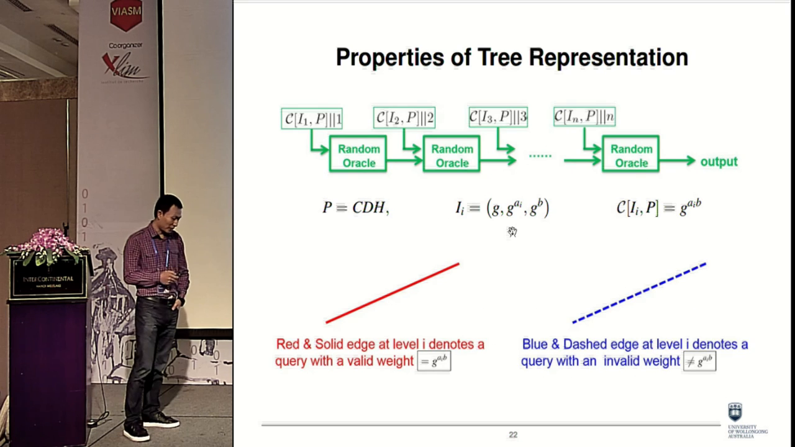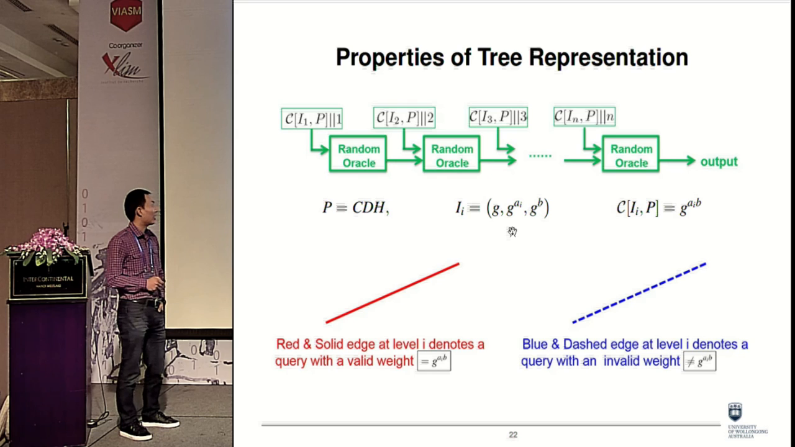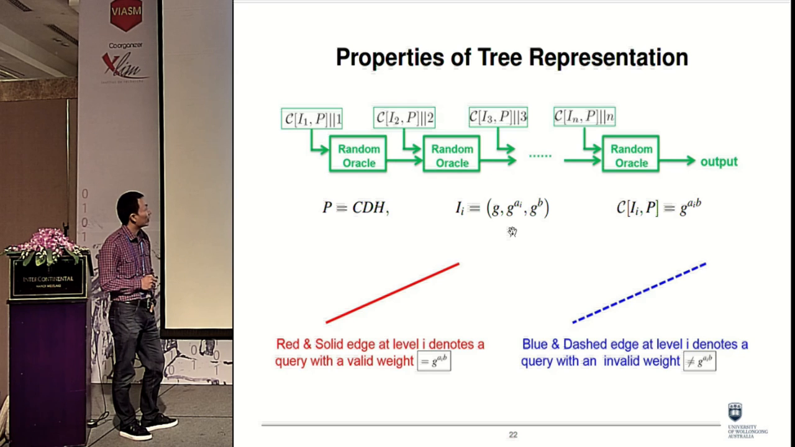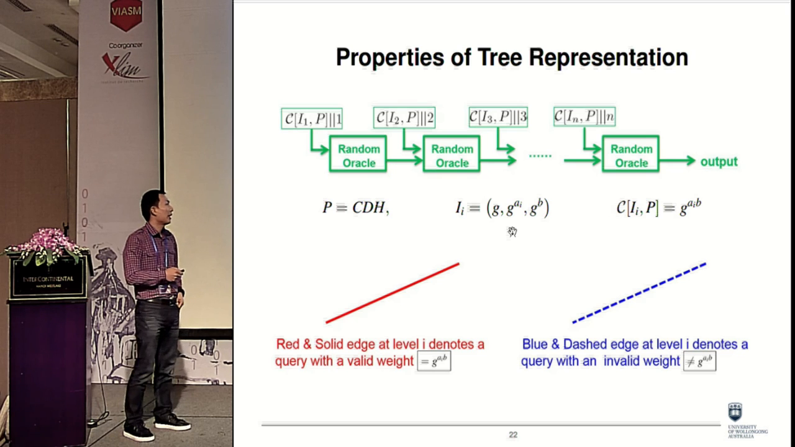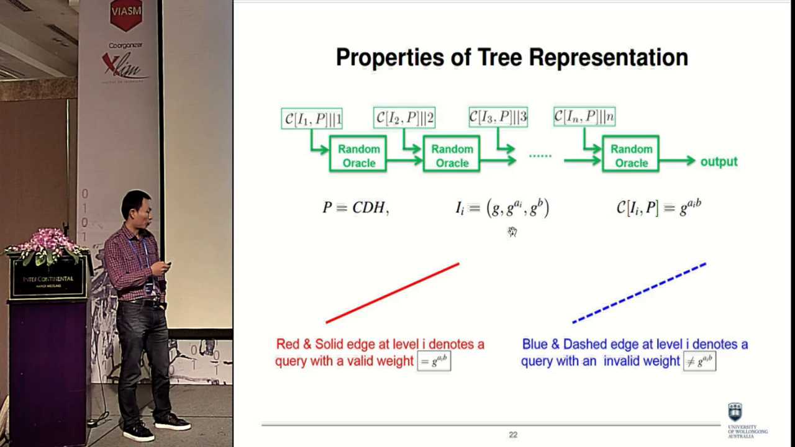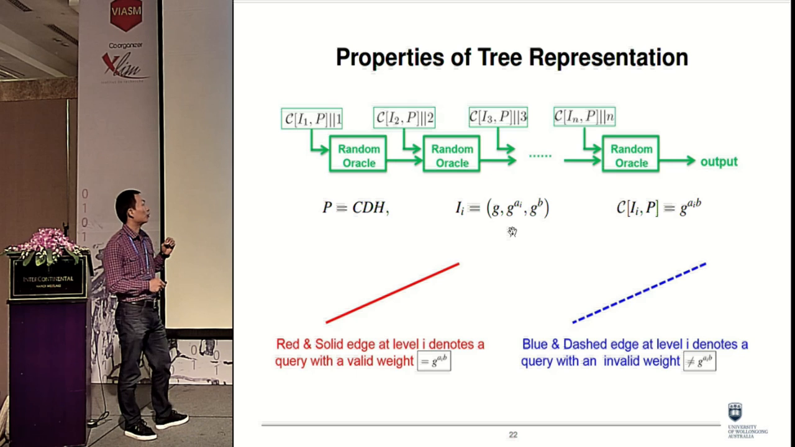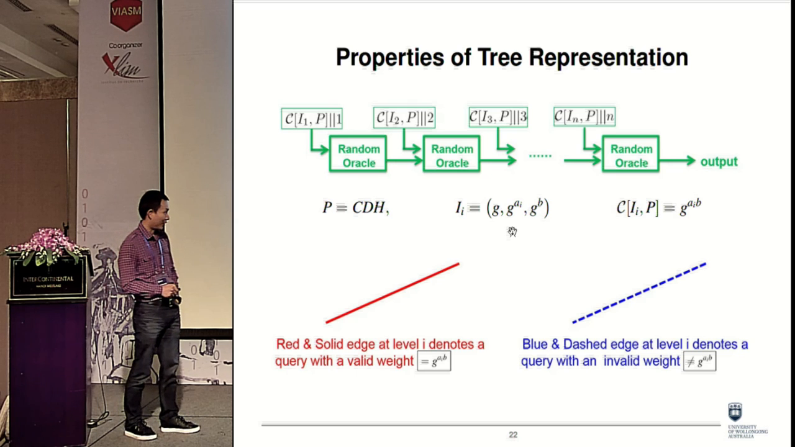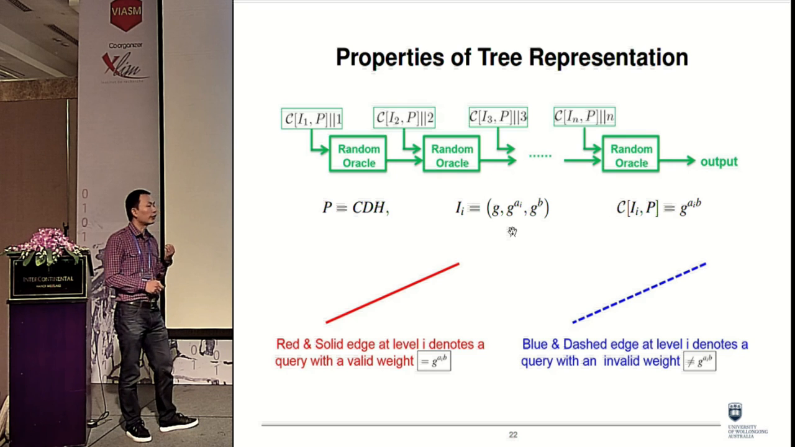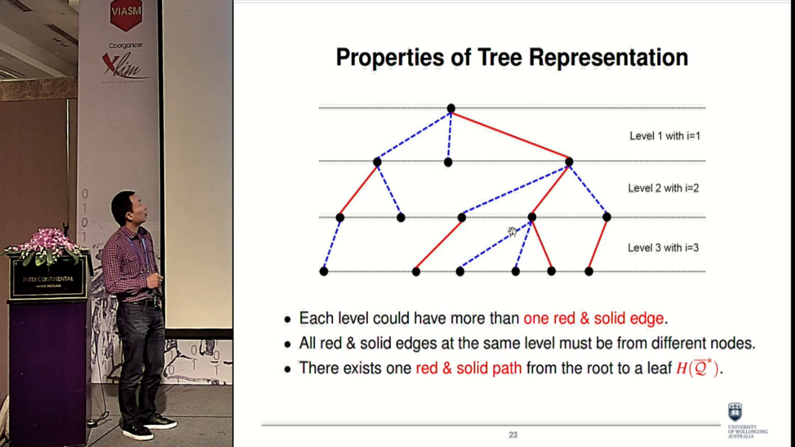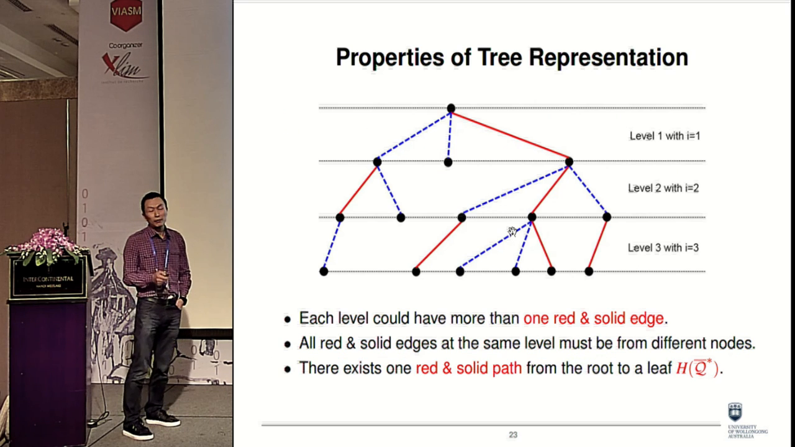Taking this one as an example, suppose P is the CDH problem, and instance I is composed of g^{a_i}, g^b. Here, g and g^b are shared elements for all instances, and the solution is equal to g to the power a_i b. And we use a red and solid edge at level I to denote a query whose weight is equal to g^{a_i b}. And we use a blue and dashed edge at level I to denote a query whose weight is not equal to g^{a_i b}. Okay? And then, this is what a tree made by the adversary looks like.